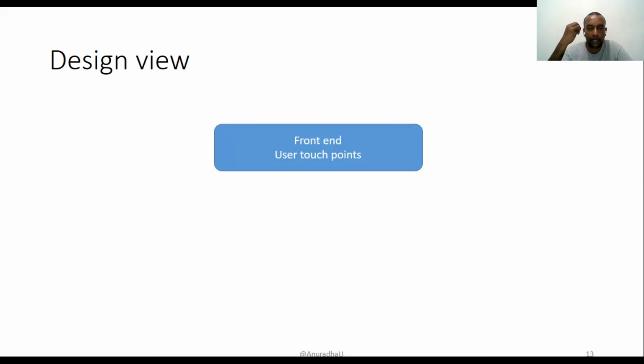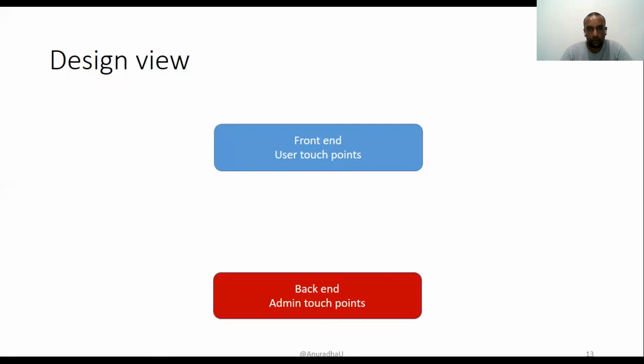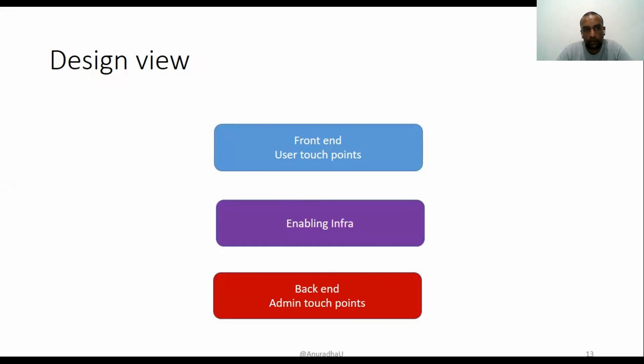Basically, you're looking at your end customers, your end product, your end application, how the user experience is going to be. So you have the front end user touch points, how the user is going to consume or use this particular product or the solution. And then the back end admin touch points, for example, how the people who are controlling the whole architecture or the whole platform are going to handle that. And in between, a designer would simply think something like an enabling infrastructure.